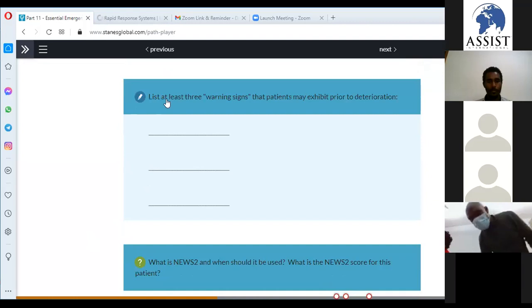You can list at least 3 warning signs that patients may exhibit prior to deterioration. What are the signs that may show that the patient is going to deteriorate soon? Okay, cough, breathing, vital sign derangement, and nature of primary disease. Okay, this saturation.